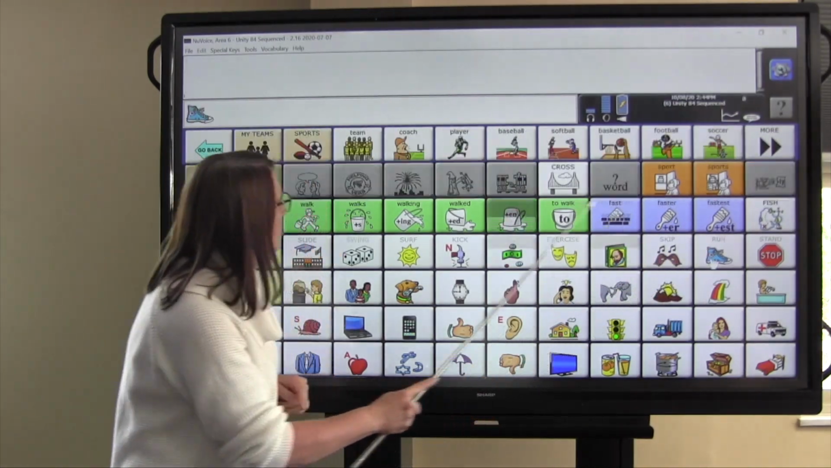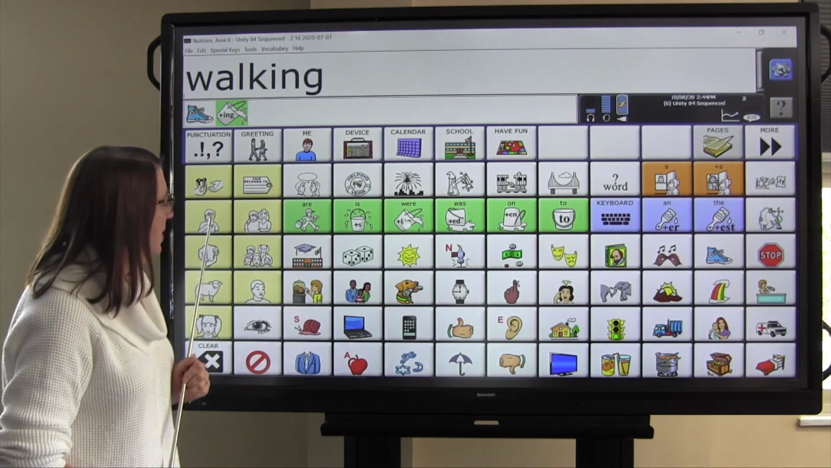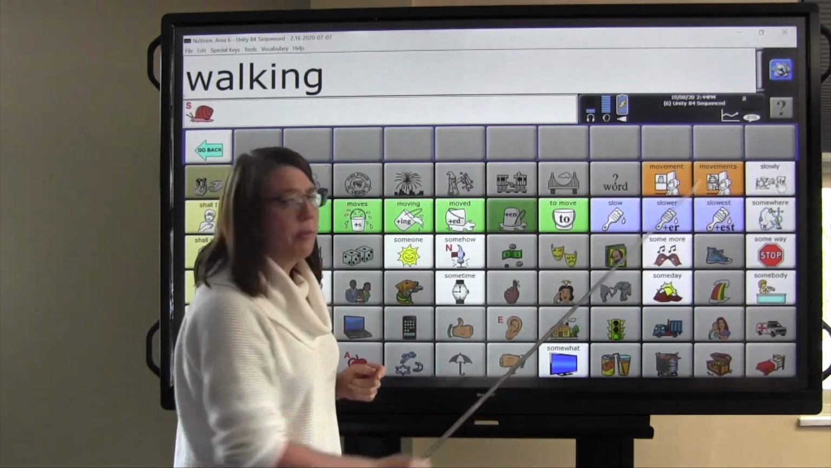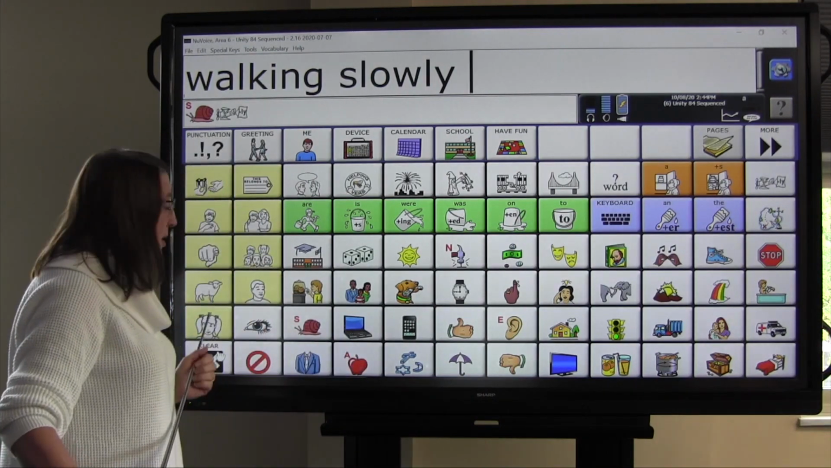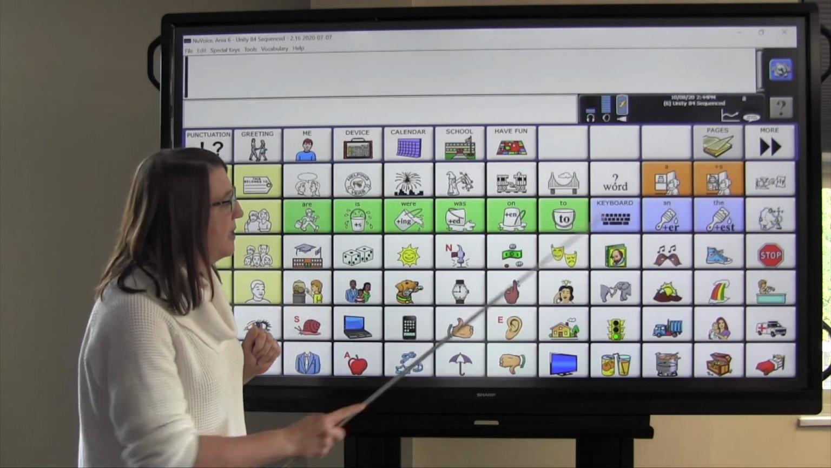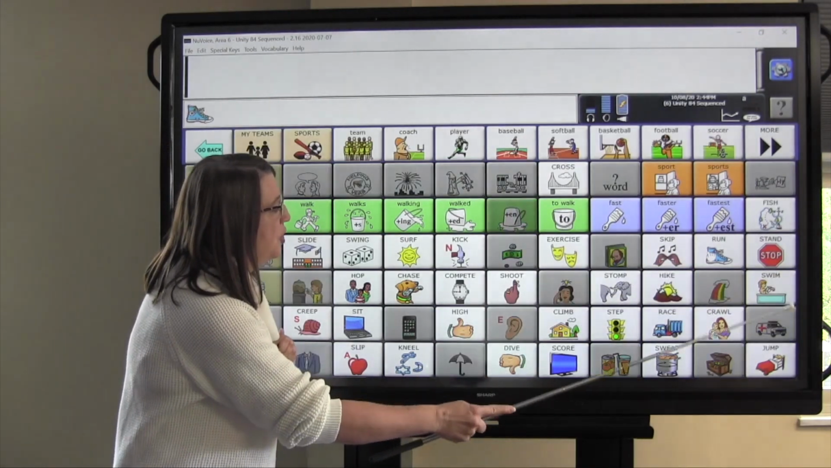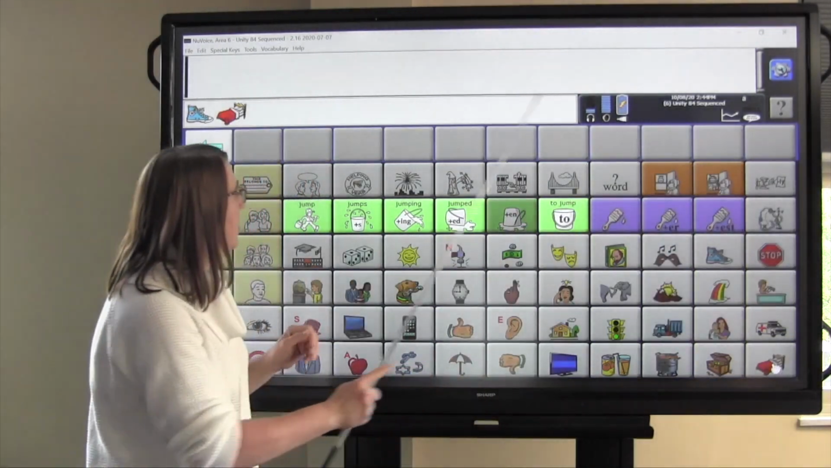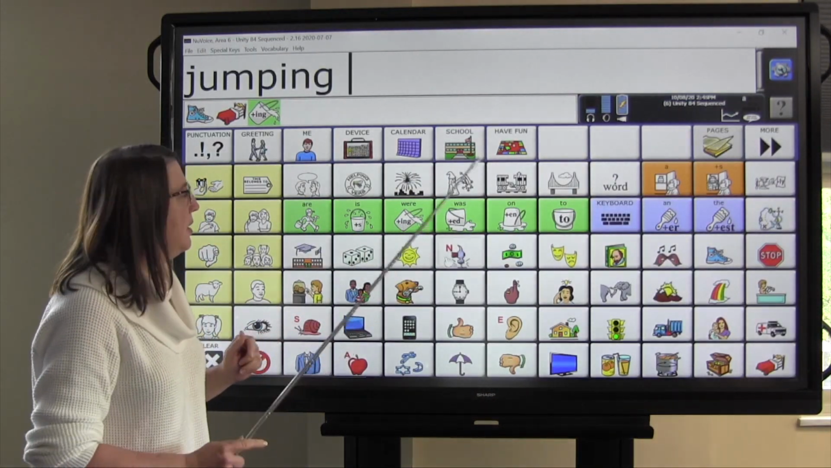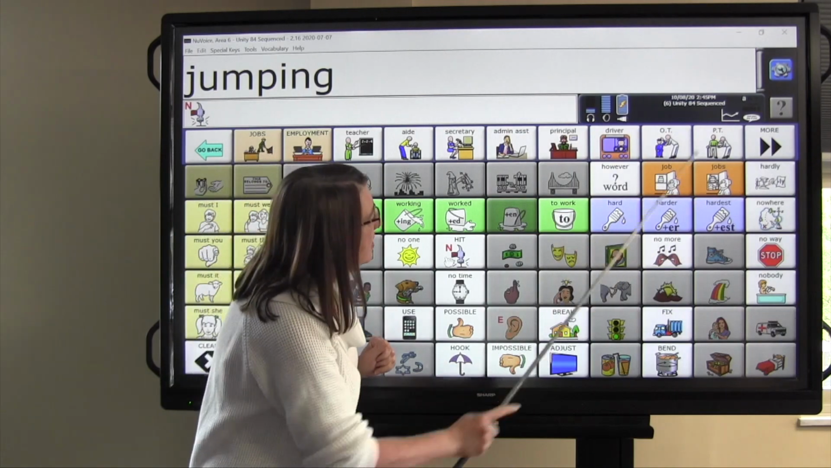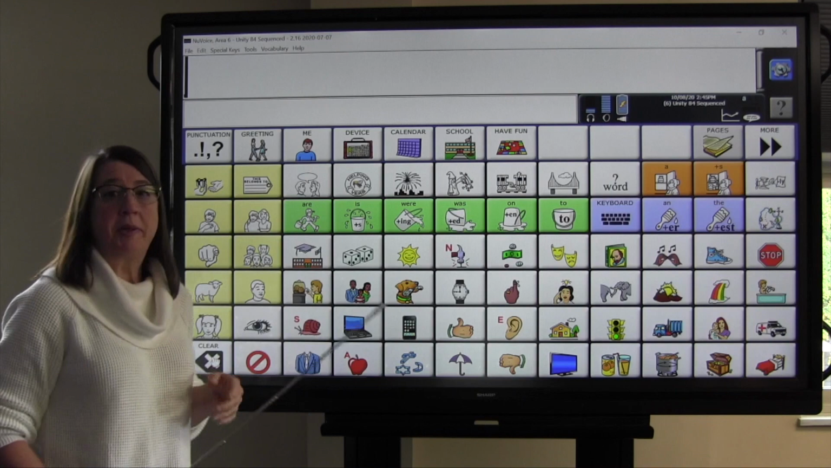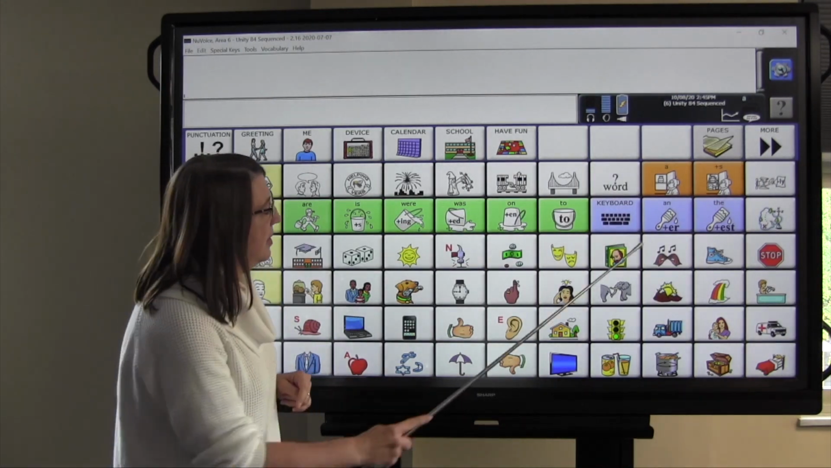Walking is going to be shoe plus verb. Walking slowly is our snail plus our adverb. Slowly. We could say jumping hard. Jumping, remember, is the shoe plus the bed. So jumping: shoe, bed, ing. Jumping hard. Hammer plus adjective. Hard. Jumping hard.